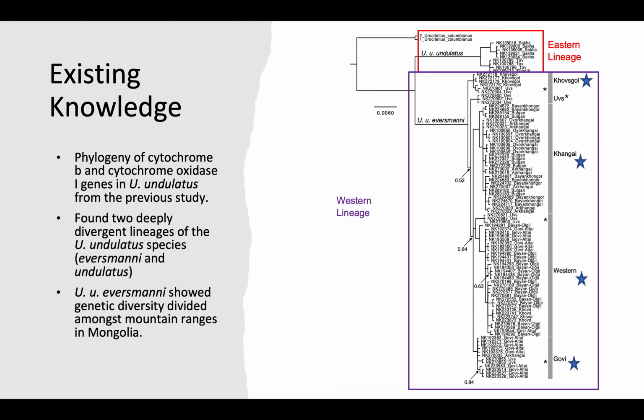So before I go into my tree, I wanted to show the previous tree done by Professor McLean and colleagues. They used the genes cytochrome B and cytochrome oxidase 1, and they found that there are two deeply divergent lineages of the Urocitellus undulatus species. So those are the undulatus subspecies, which is the eastern lineage, and then Eversmani, which is the western. They found that specifically in the Eversmani, there was genetic diversity divided among mountain ranges. So as you can see by the stars here, those are mountain ranges.